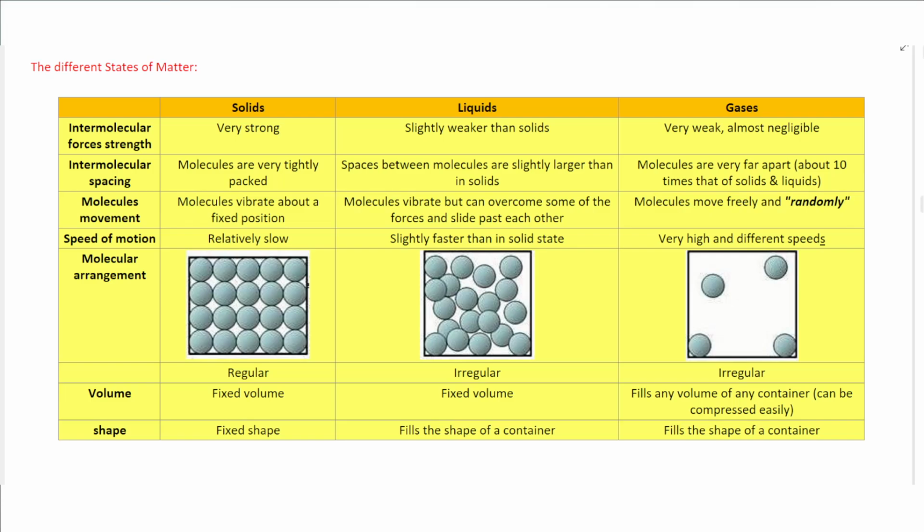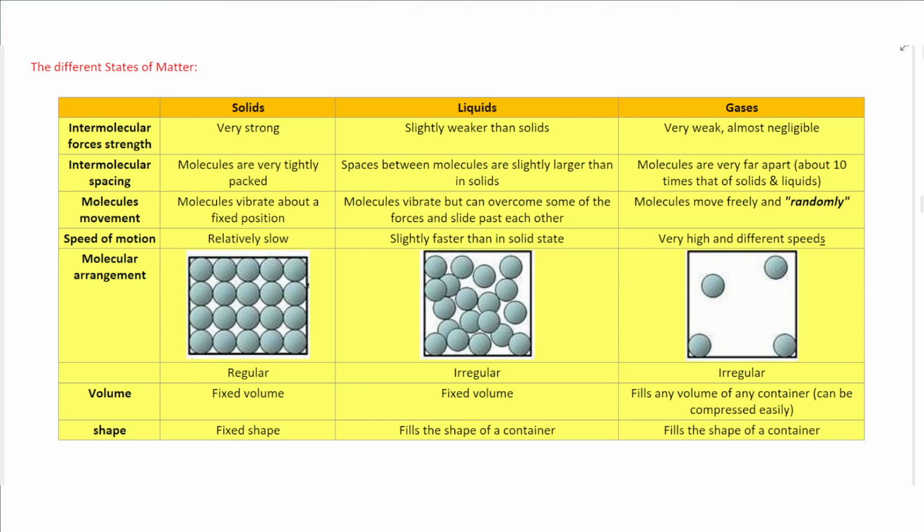When talking about intermolecular spaces, the spaces between molecules in solids and liquids are very small, as the molecules are tightly packed to each other. In gases, the spaces between molecules are much wider. The movement of molecules in solids is vibration about a fixed position. In liquids, they translate and vibrate, or slide over each other. In gases, the motion is completely random at different speeds and there are collisions between the molecules.